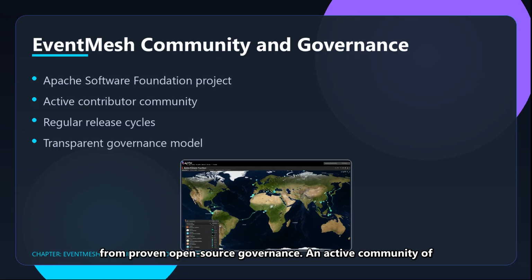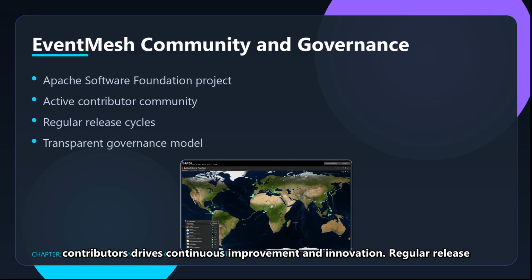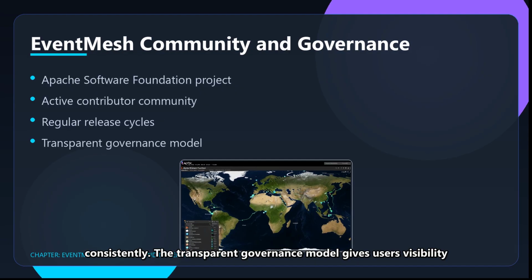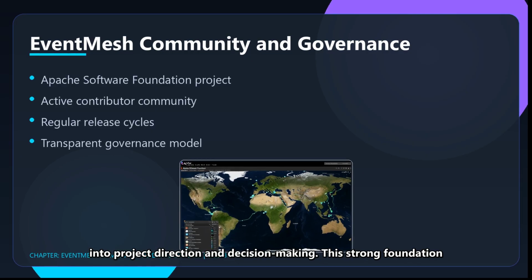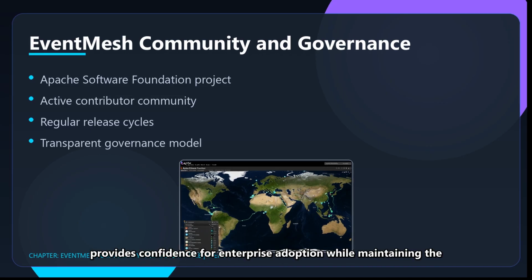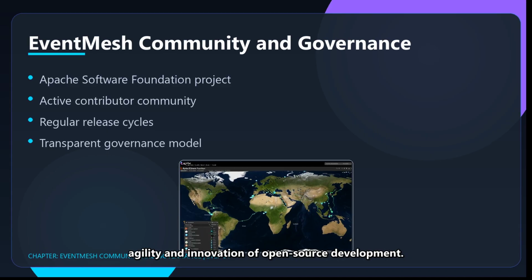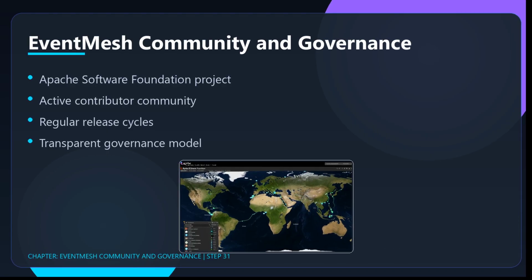As an Apache Software Foundation project, EventMesh benefits from proven open-source governance. An active community of contributors drives continuous improvement and innovation. Regular release cycles ensure new features and fixes are delivered consistently. The transparent governance model gives users visibility into project direction and decision-making. This strong foundation provides confidence for enterprise adoption while maintaining the agility and innovation of open-source development.